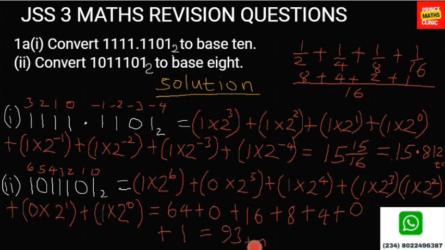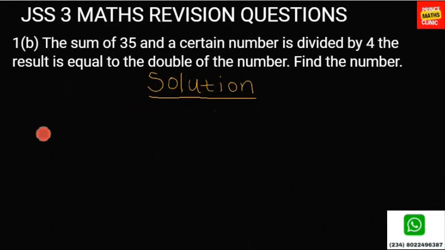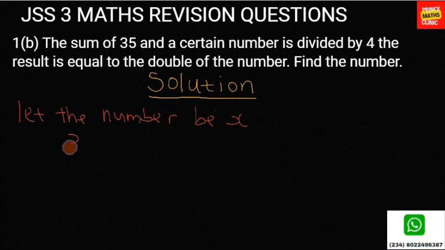So let's look at the other part of the question. Okay, in the second question, we were told that the sum of 35 and a certain number. So let that certain number be x. So the sum of x plus 35, right, divided by 4 is equal to 2x. Double means 2 times that number, which is 2x. So we have to find that number.